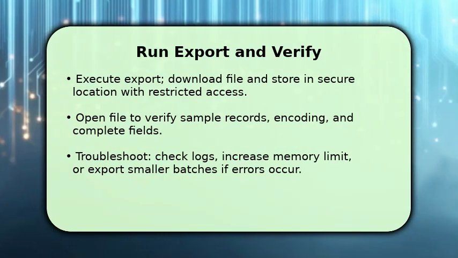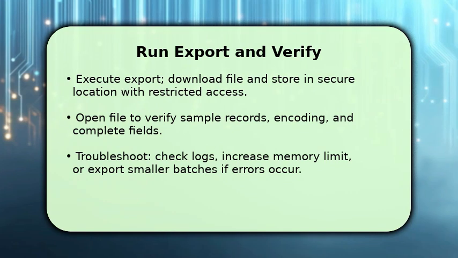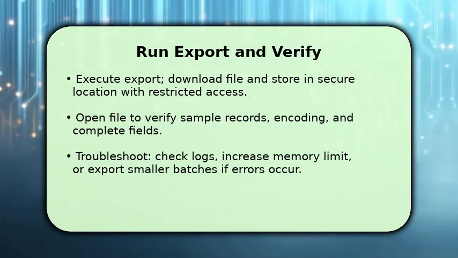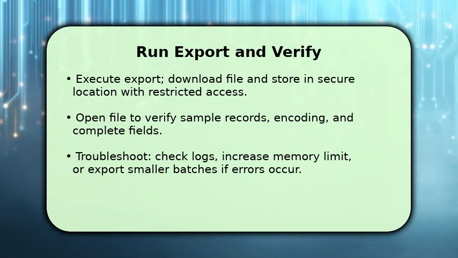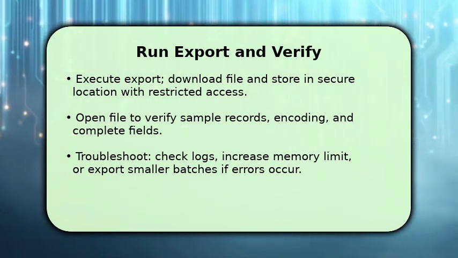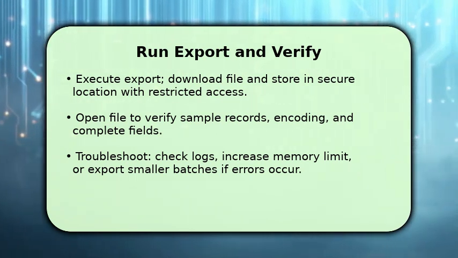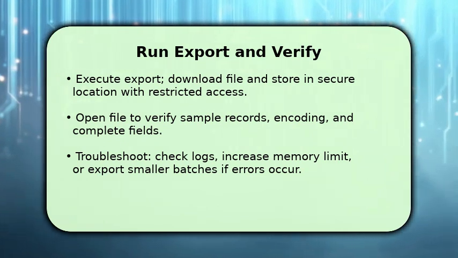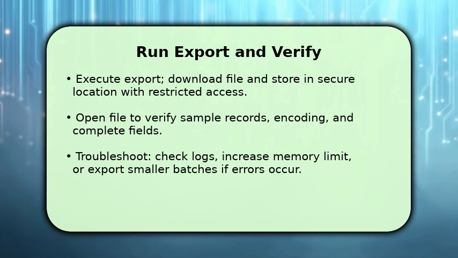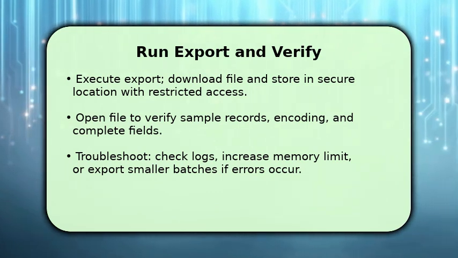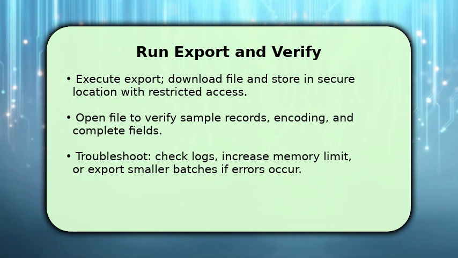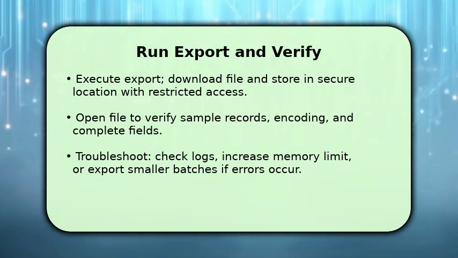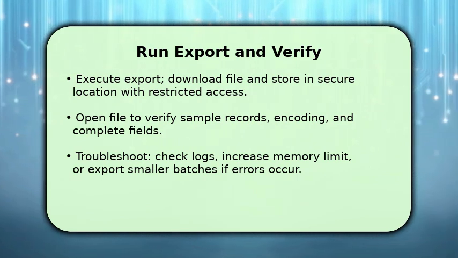Execute the export and download the resulting file to a secure folder with proper access controls. This protects privacy. Once saved, open the file and inspect a sample of records to confirm encoding, column headers, and that all expected fields exported. If you see truncation or timeouts, retry using smaller date ranges or increase server memory and execution time. Finally, import a test subset into your target system to confirm compatibility. If problems persist, review export logs and repeat with adjusted settings.